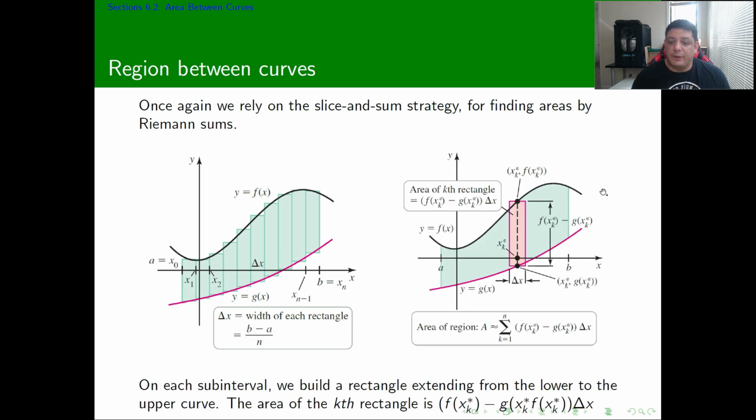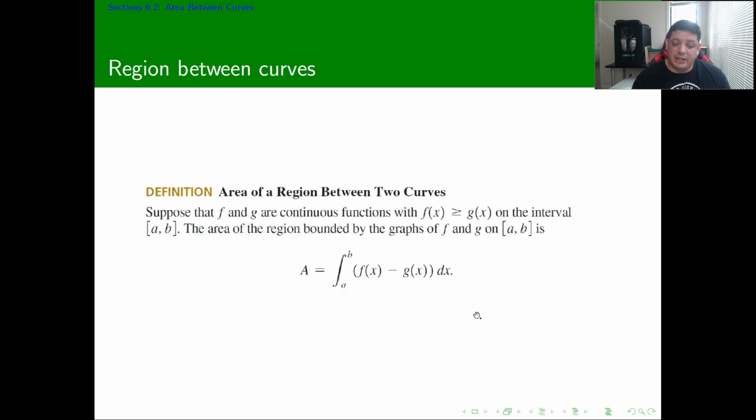In this way, if we consider a particular rectangle, notice that we can consider the base to be delta x, and the area of the rectangle is going to be given by the difference of the heights times that delta x, since that's going to approximate that given rectangle. Notice that if we add up all the regions that we have right here, we have a sum of all these rectangles, and that can be approximated by the integral.